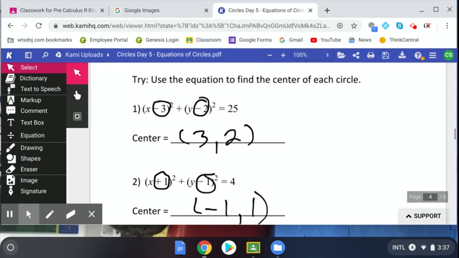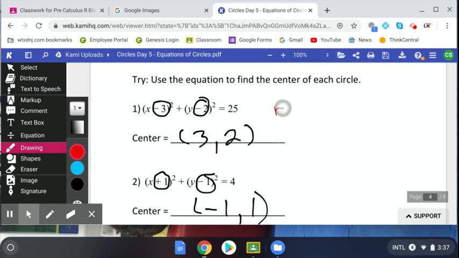So if you're using the equation to find the center of these circles, you have to look at this number, change the sign, that's the x-coordinate of the center. This number would be the y-coordinate of the center. The radius here would be square root of 25, which is 5.